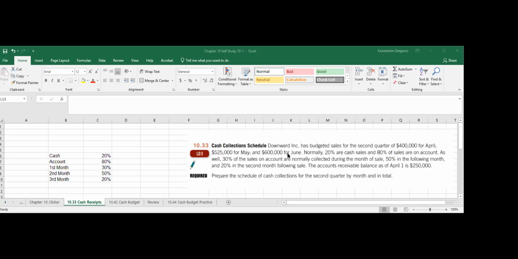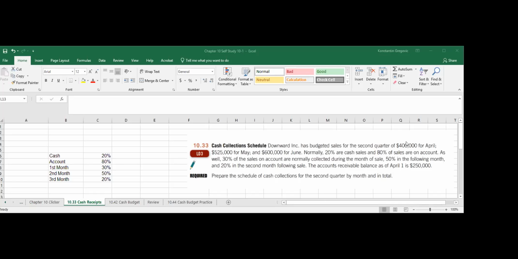All right, everyone, let's quickly go over this question. So Downward Inc. has budgeted sales for the second quarter: 400,000 for April, 525,000 for May, 600,000 for June. Note that 20% are cash sales, 80% on account. 30% of the sales on account are normally collected during the month of sale, 50% the following month, 20% the second month following sale. So we want to do cash collections for the second quarter, by month and in total.